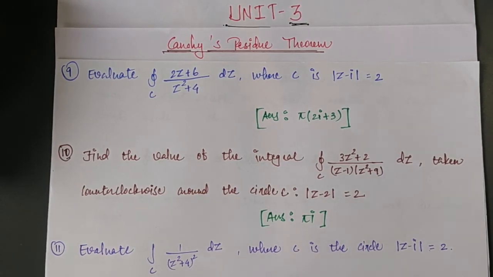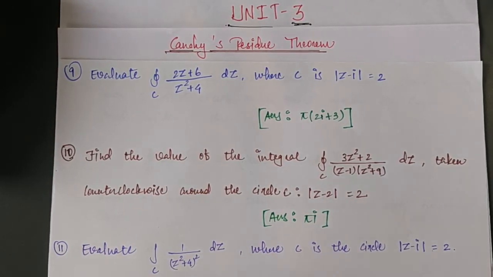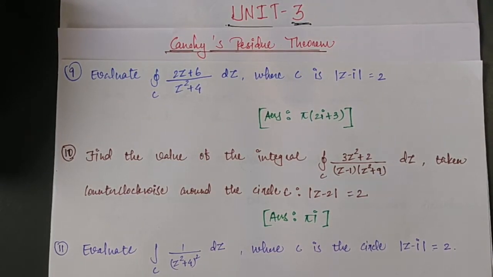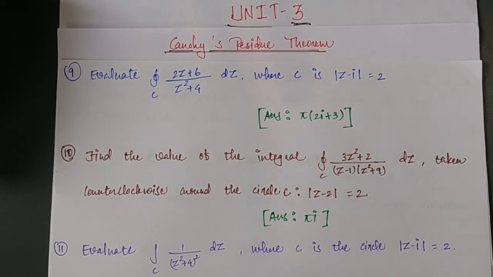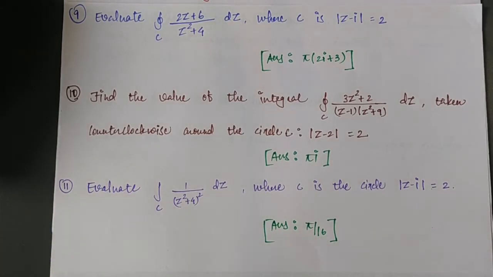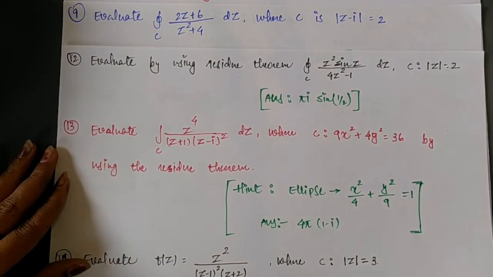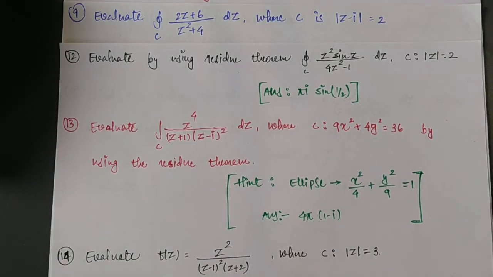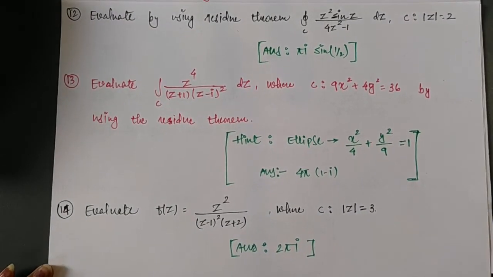In this session I'm giving you some more examples for practice based on the method of Cauchy's residue theorem. Here you can see the 9th, 10th and 11th examples with their answers, so that you can check your answer with the given answer. I'm also giving you some more examples, the questions of the 12th, 13th and 14th examples. This one also you have to do for practice, okay.